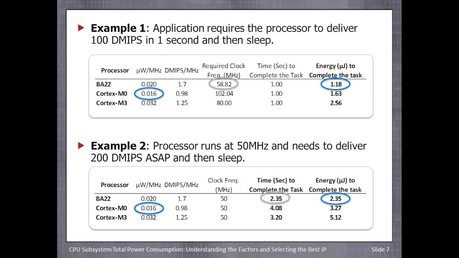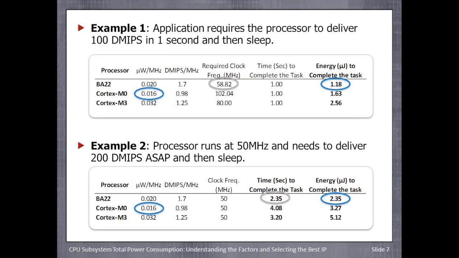In our second example, we consider an application that requires the processor to run at 50 megahertz. So now we cannot tweak the frequency and need to deliver 200 DMIPS as soon as possible and then sleep. We're again considering the same 3 processors. Now the clock frequency is the same for everyone, but the higher DMIPS per megahertz of the BA22 makes it complete the task in a much smaller time. So as a result, the energy to complete the task is again smaller, regardless of what the milliwatts per megahertz ratings would indicate. So we've got a parameter that we need to keep in mind, and this is the performance of the processor.